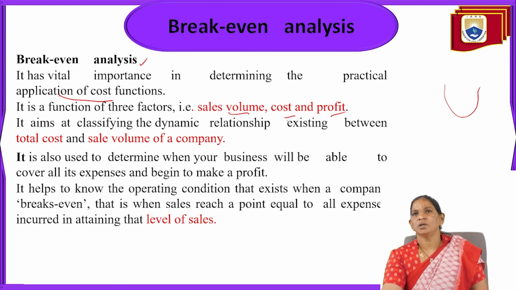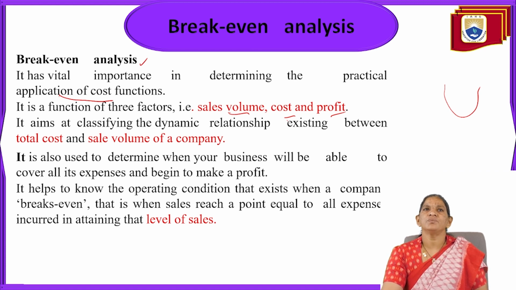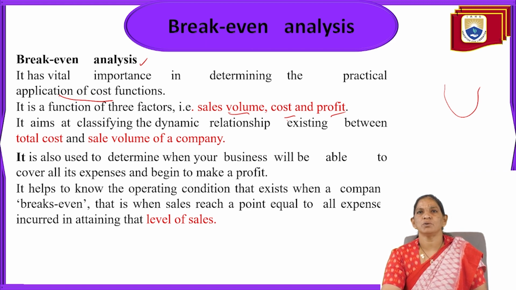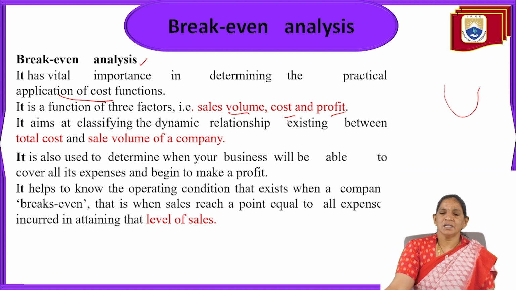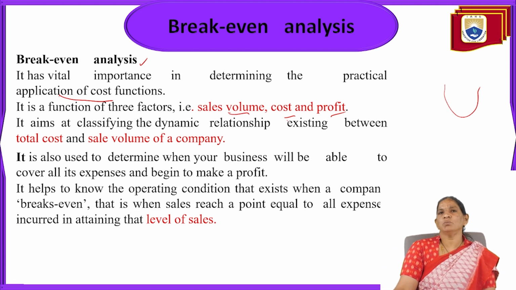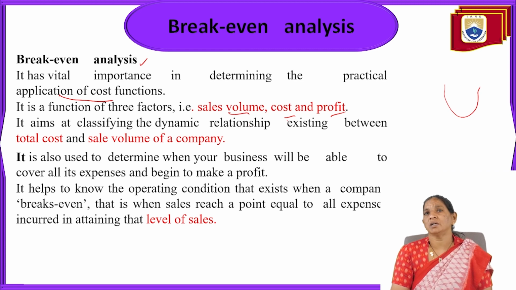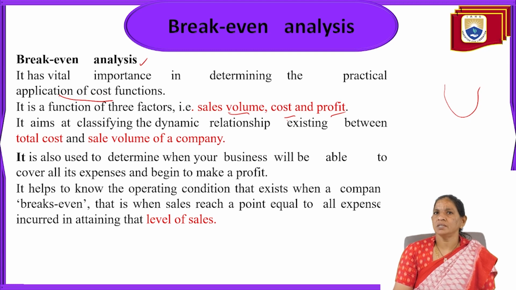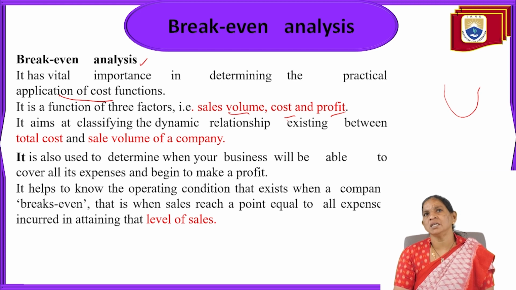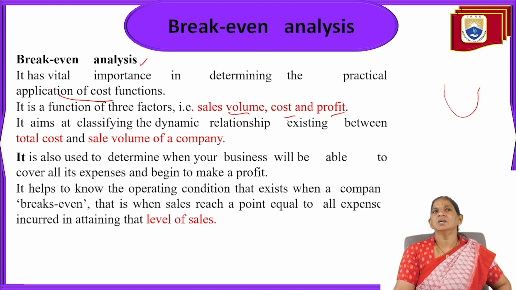A company aims to classify the relationship, a dynamic relationship, between the total cost, the total sales volume of the company, and the profits it has reached. Here we identify the sales, what amount of goods are sold in the market, and what cost is incurred. Out of this cost and sales, what amount of profit we achieve. So these three points are taken into consideration in break-even analysis.